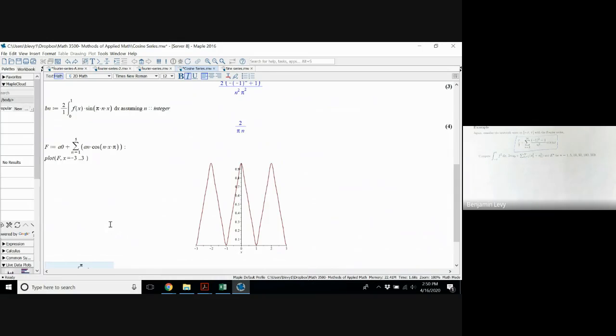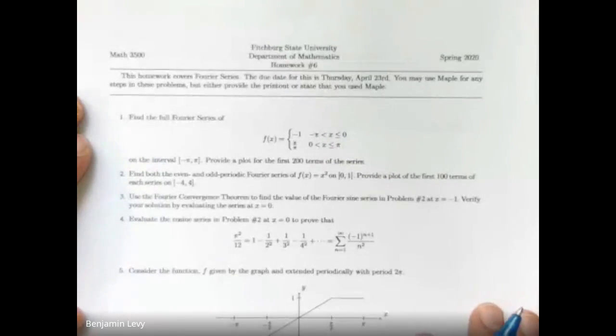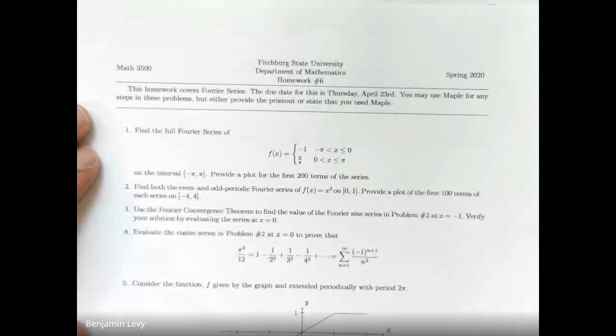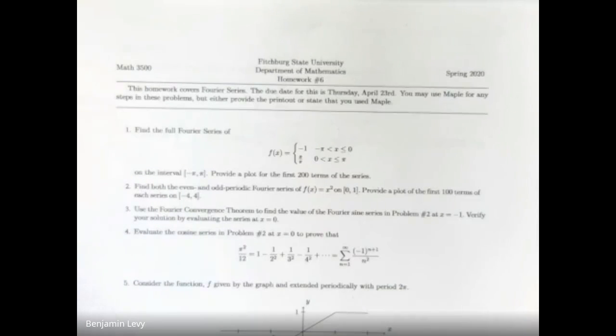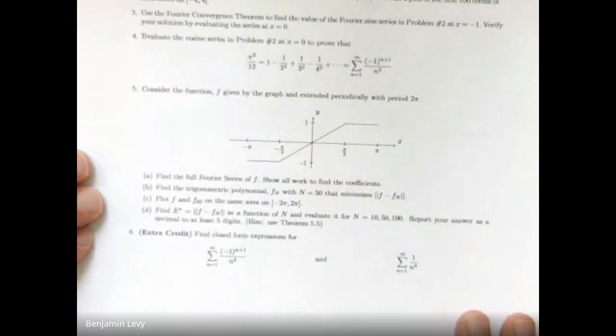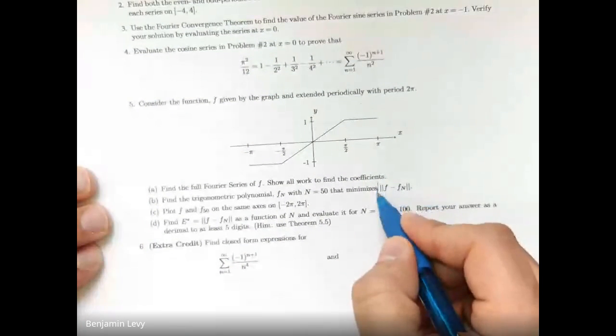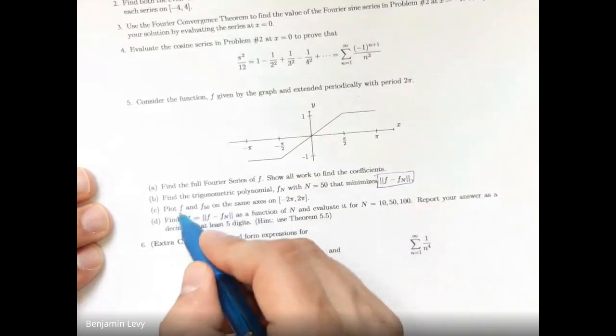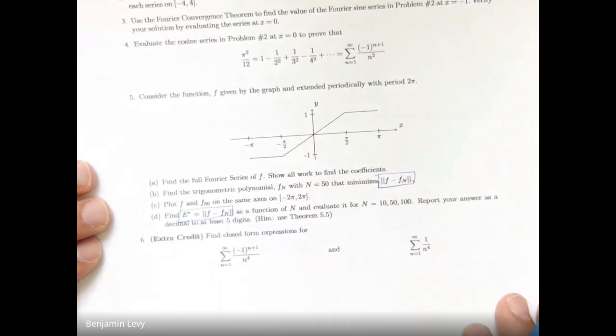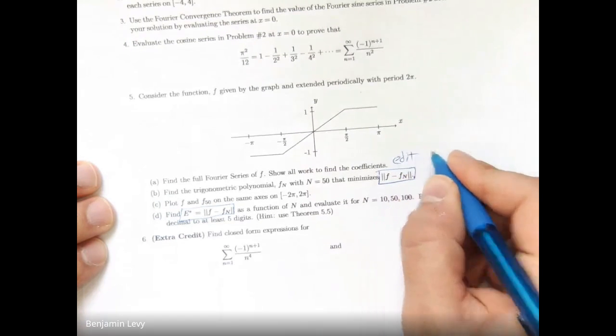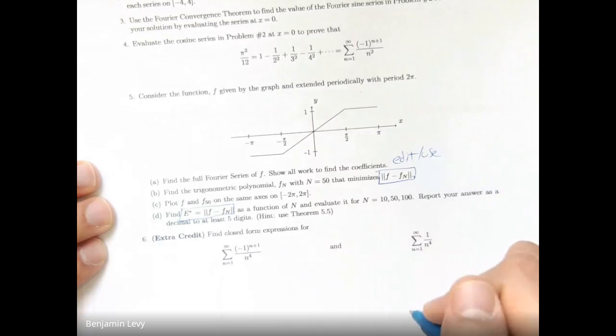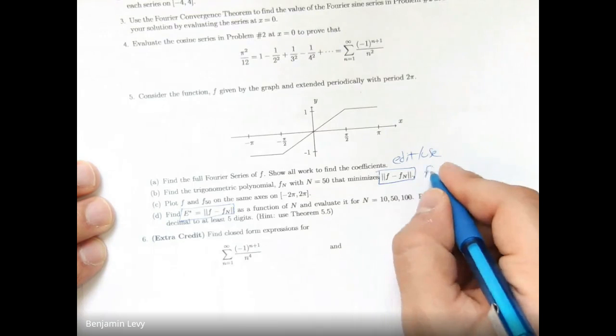But the reason I wanted to at least show you the codes to use is because if you start looking at the homework, you're going to want to use these codes for that. So this is the homework that's due next Thursday. And specifically in number 5, where it's asking about the minimum of the norm or finding E star as a function of n, this is where you would want to edit or start with the Fourier series A1.